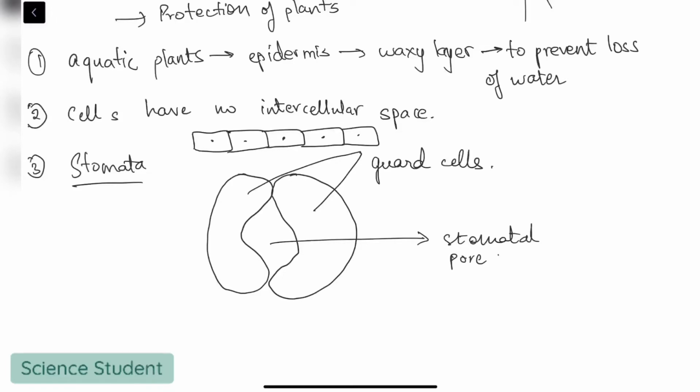These guard cells contain a nucleus and other organelles. This pore closes and opens like our nose. This stomata is helpful in the exchange of gases. The main function of stomata is to exchange gases like O2 and CO2.